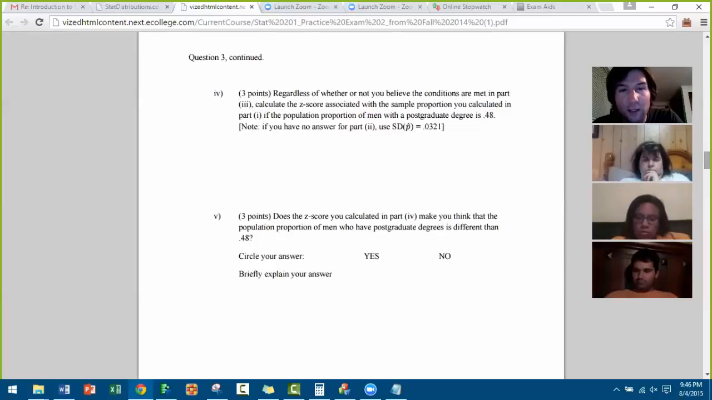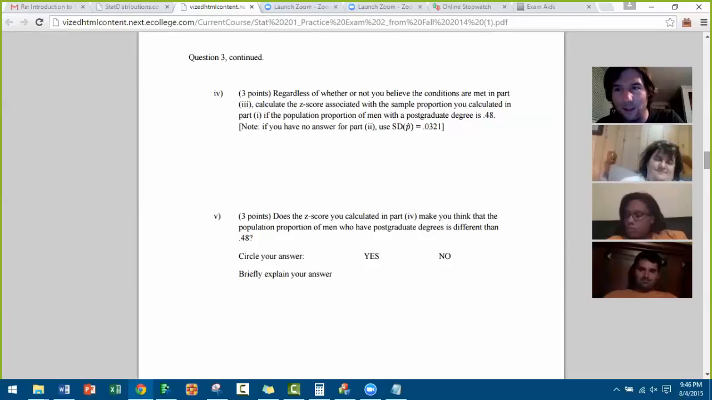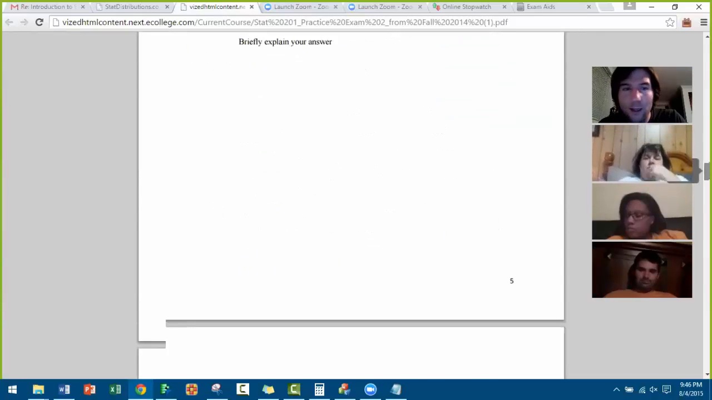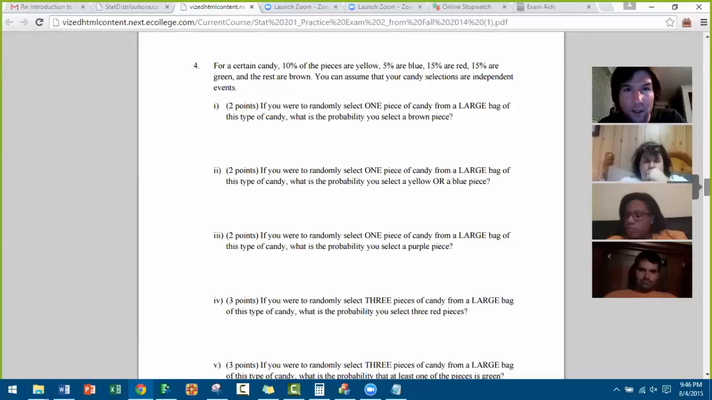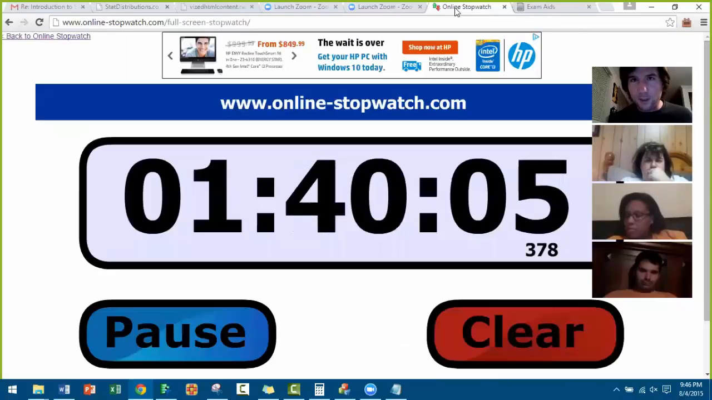Does the z-score you calculated in part 4 make you think that the proportion of men who have a postgraduate degree is different than that? No way, because a z-score of greater than 2 might be odd. A z-score of 2 is more unusual, and we're nowhere near 2 or 3. This is negative 0.5 something. It's not that influential. It's not that rare. That's good. Now this next one is a good one. This is on probabilities. So let's do it.